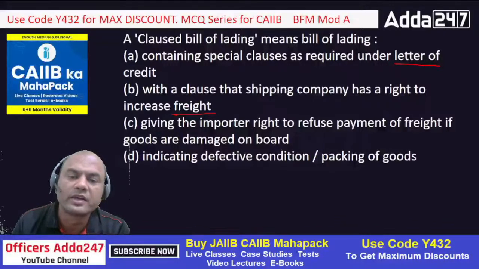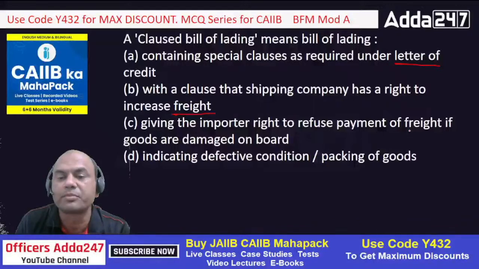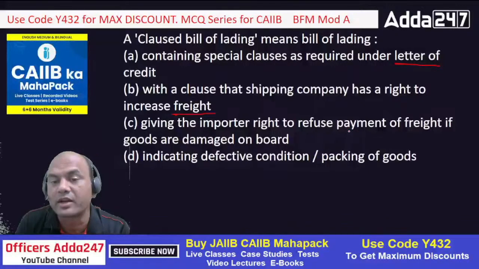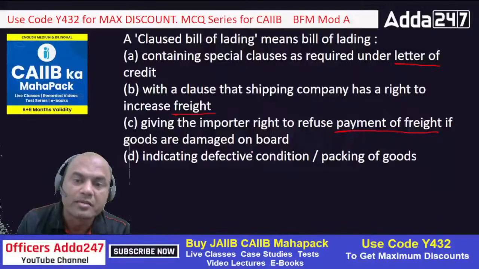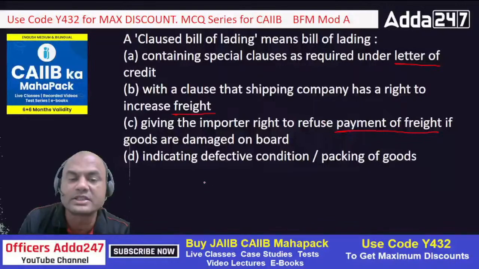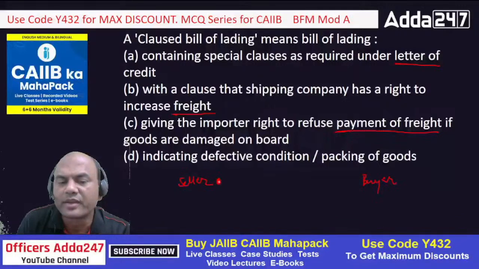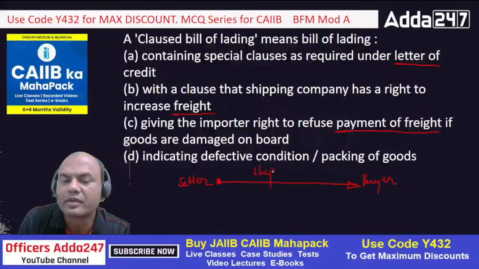Okay, gives the importer the right to refuse the payment of the freight if goods are damaged on board. So does it give the importer the right to refuse the payment of freight? It means this buyer won't pay the shipping company. Is it so? What does the shipping company do? This is the seller over here. This is the buyer over here, right? What is the role of the shipping company? It just takes the goods from the seller, like a courier, and gives them to the buyer. That is the role of the shipping company, right?